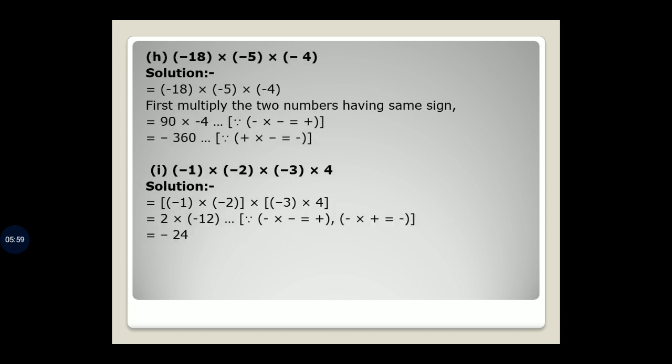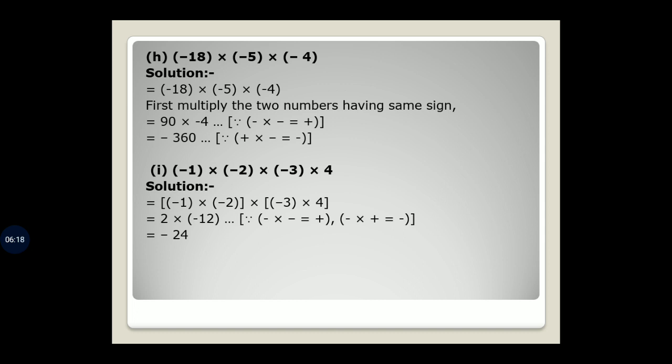Now let us move on to the next problem, H. Minus 18 into minus 5 into minus 4. Solution for this is minus 18 into minus 5 into minus 4. First multiply the numbers which are having same sign. But as you can see here, all the three numbers are having same sign.